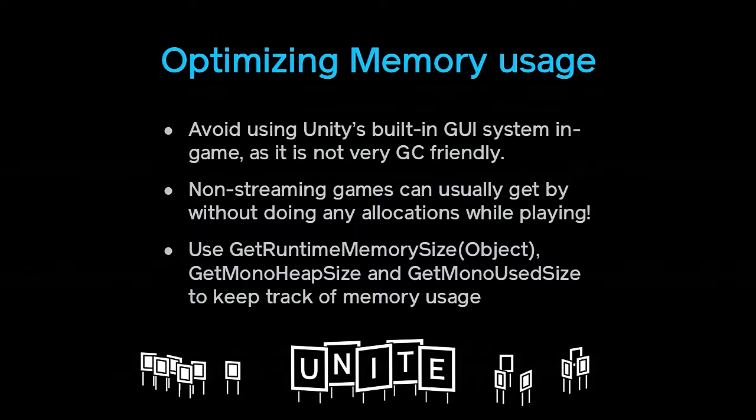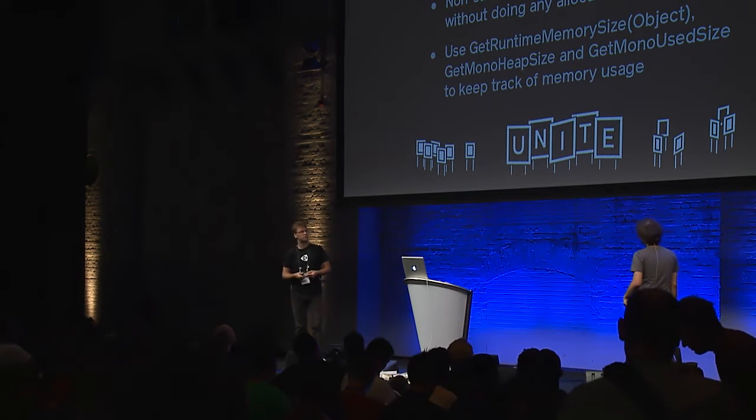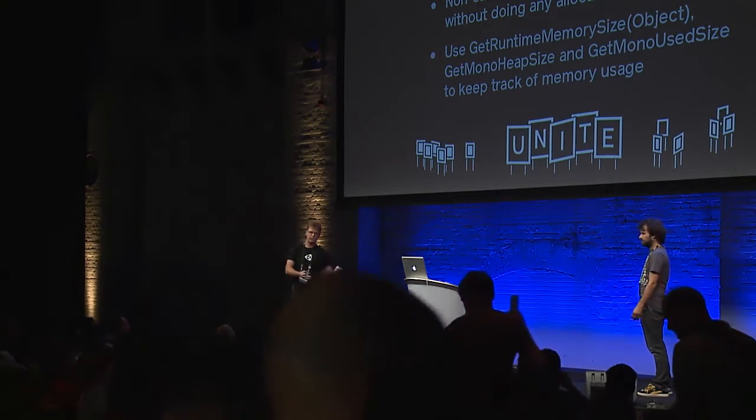There are some APIs in the profiler that you can use to monitor Mono's memory, and that's get mono heap size and get mono used size. The heap size is the total size of its working area, how much memory it has in its pool of memory to use from, and the used size is, of course, how much of this memory is currently being used. So if you try to keep these numbers stable, you're in a pretty good situation.